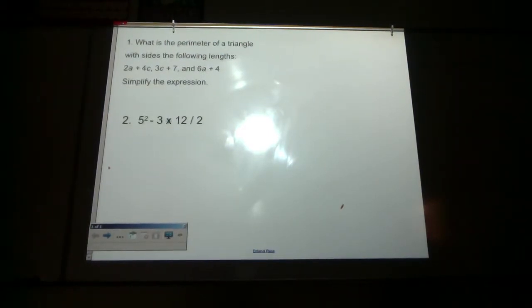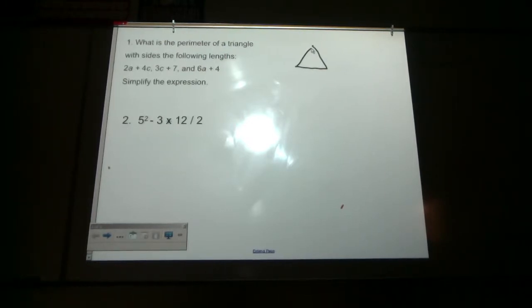So we'll start off with the first one. We have a perimeter. We're trying to find the perimeter of a triangle with sides of the following lengths. So what I would do if I were you, I would actually draw out my triangle. Okay? And yes, I struggled in art class. Can you tell?